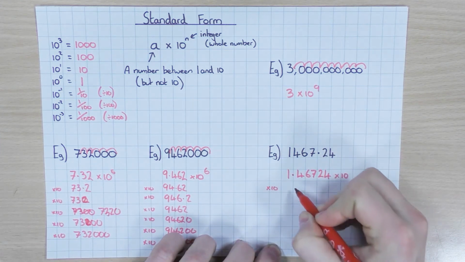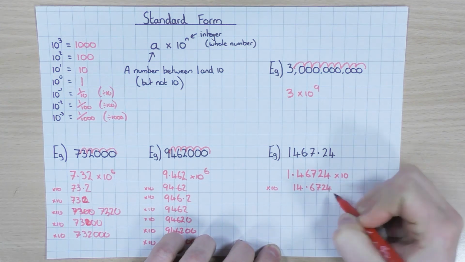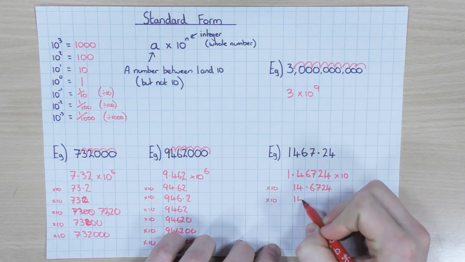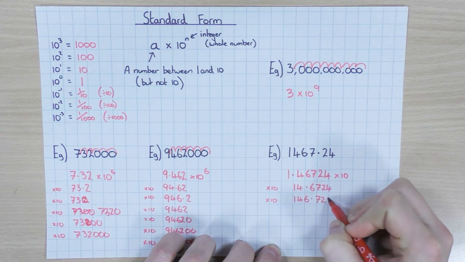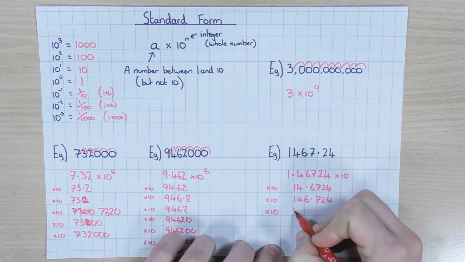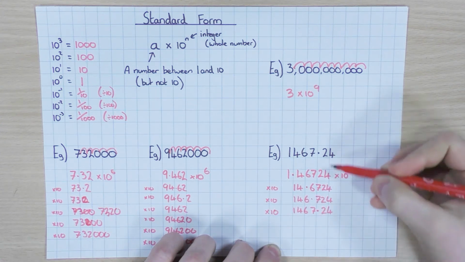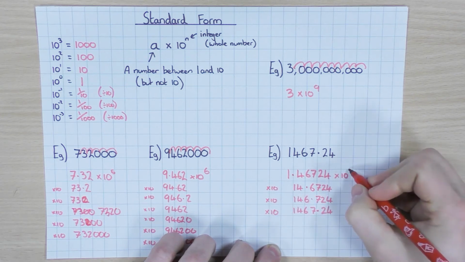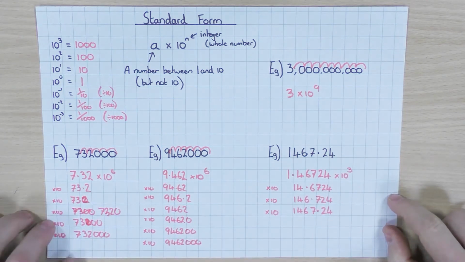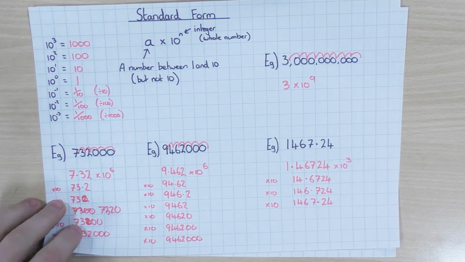I'm going to times it by 10 once, so 14.6724. Again, not the same, so I'm going to times it by 10 again. Again, not quite the same, but one more should do the trick. Yep, lovely. Now it's exactly the same. So how many times have I times by 10? I've times by 10 3 times. So all of these numbers are now in standard form. Okay, so let's have a look at some other examples.